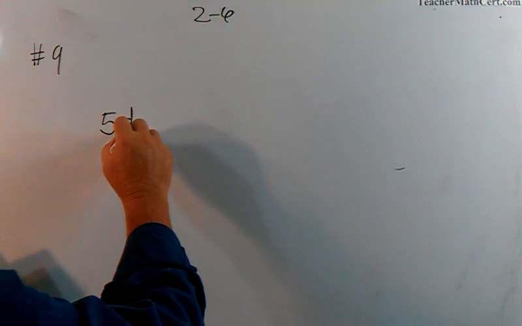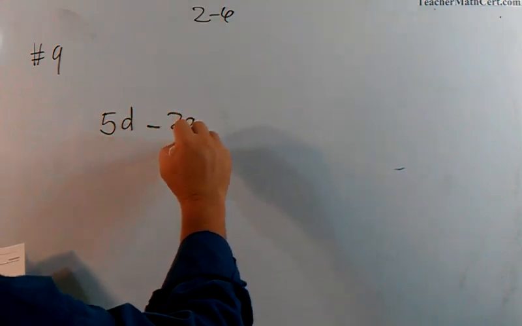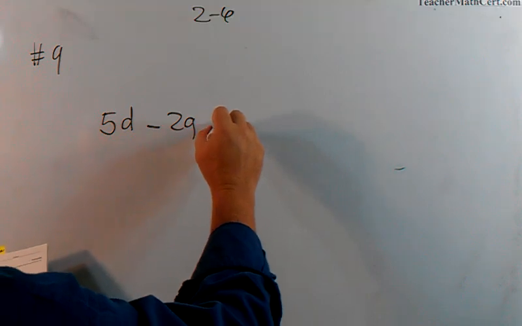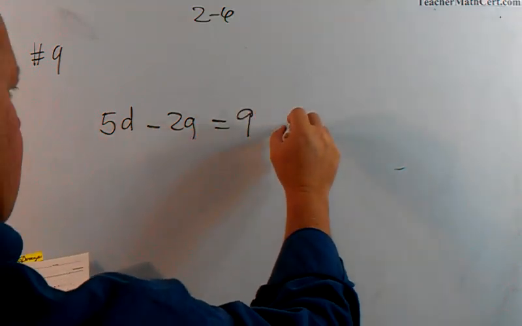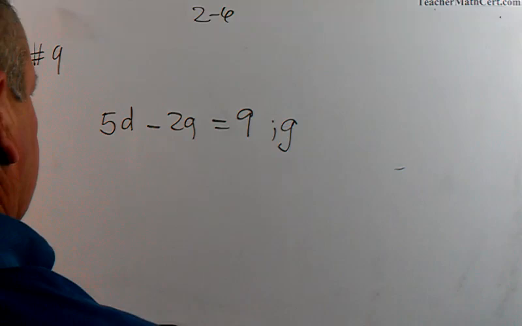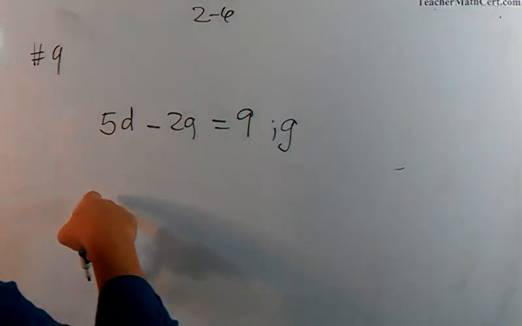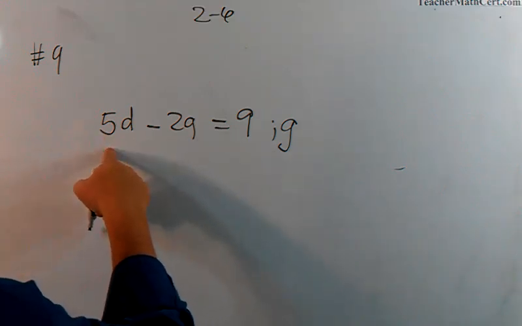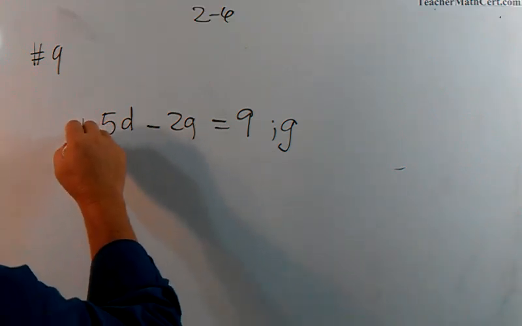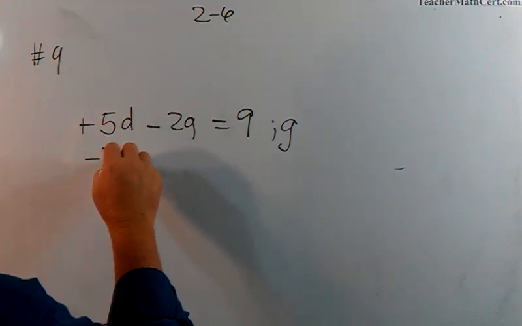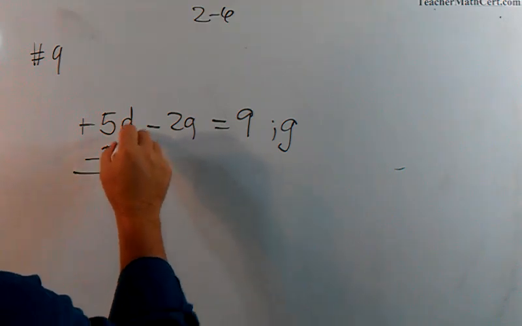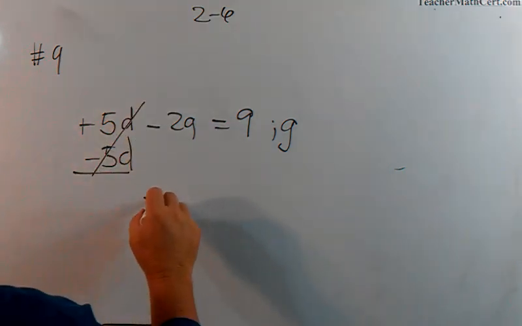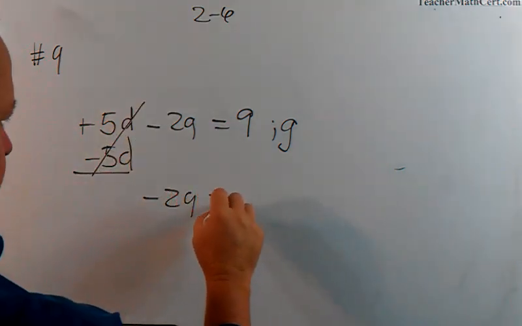5D minus 2G equals 9. Now we're solving for G. Alright, what do we do? We've got 5D minus 2G equals 9. We need to get rid of the 5D. How do we do that? It's being added over here, so we subtract 5D. That goes to 0. We've got negative 2G is equal to 9.